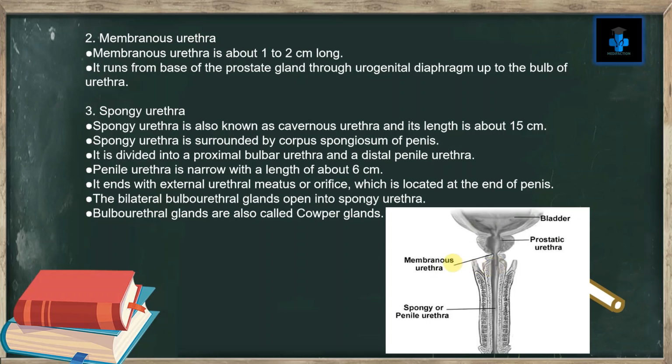Number 3 is the spongy urethra, which is also called penile urethra or cavernous urethra. It is about 15 centimeters in length. Spongy urethra is surrounded by the corpus spongiosum of the penis. It is divided into a proximal bulbar urethra and a distal penile urethra. Penile urethra is narrow with a length of about 6 cm. It ends with the external urethral meatus or orifice, which is located at the end of the penis. The bilateral bulbourethral glands open into the spongy urethra. Bulbourethral glands are also called Cowper glands.